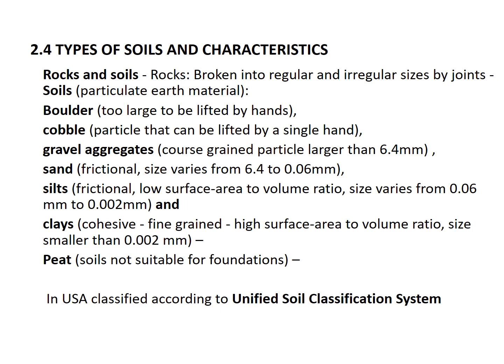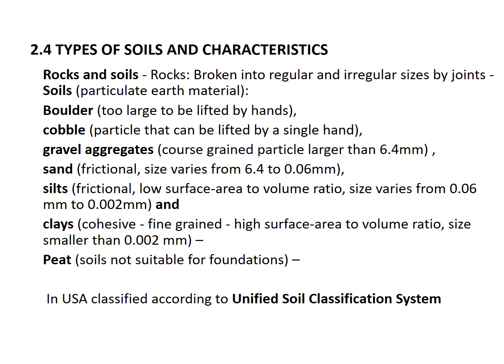Gravel aggregates are coarse-grained particles larger than 6.4 millimeter. Sand, frictional size, varies from 6.4 to 0.6 millimeter. To give an idea of 6.4 millimeter or 0.6, let's say 0.6 millimeter, which is about half a millimeter, which is less than 1/16 of an inch. Whereas 6.4 millimeter is pretty much about the size of 3/8 of an inch.